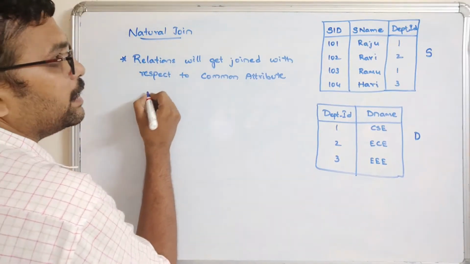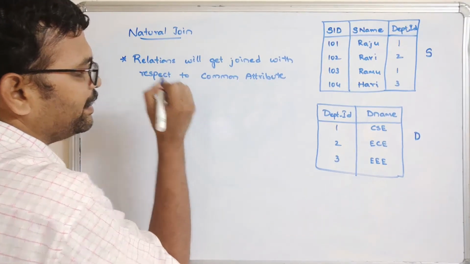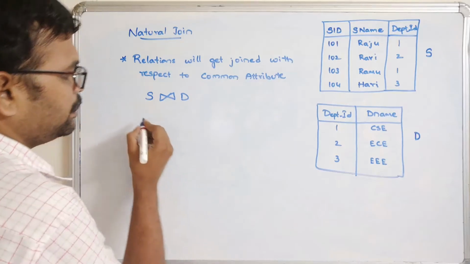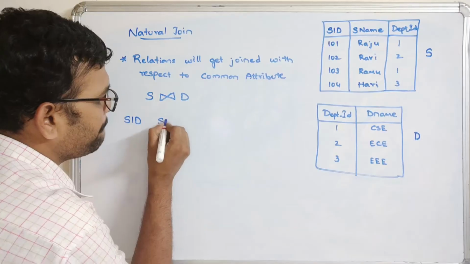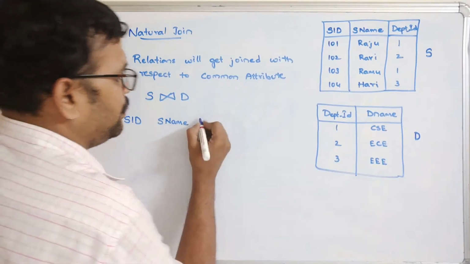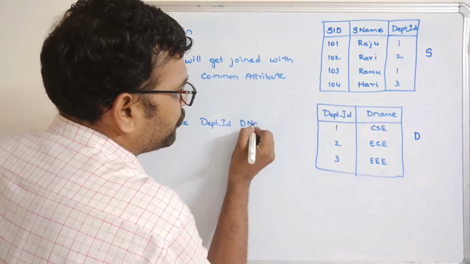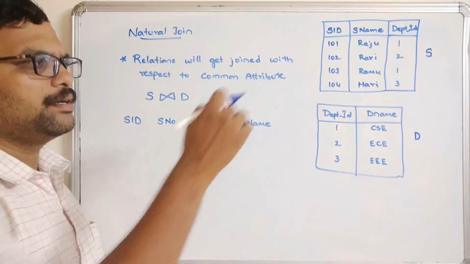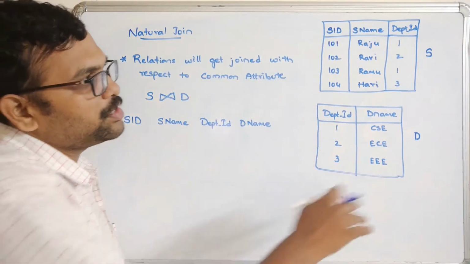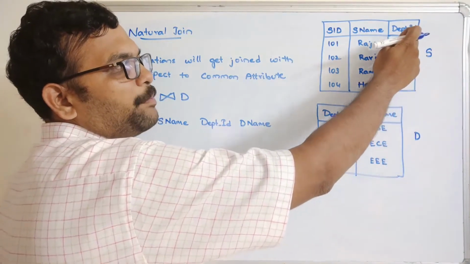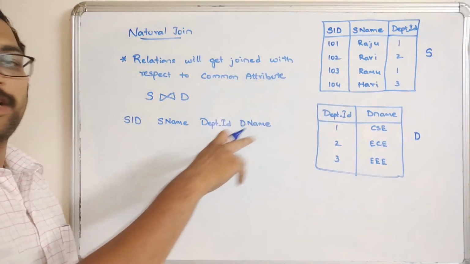So here S join D, a natural join, is, see, let us take all the attributes: SID, S name, department ID, D name. We need not write the common attribute multiple times, because in the student table there is a department ID and in the department table there is a department ID. So we can combine both with respect to this department ID.